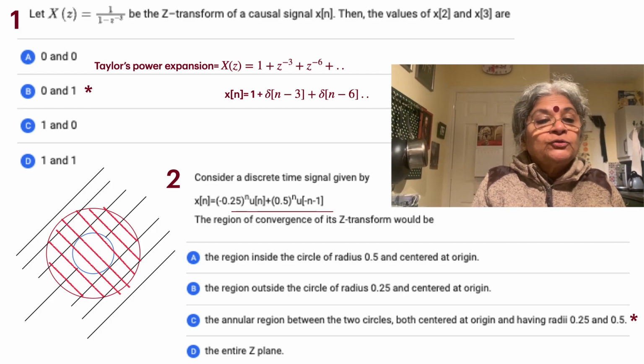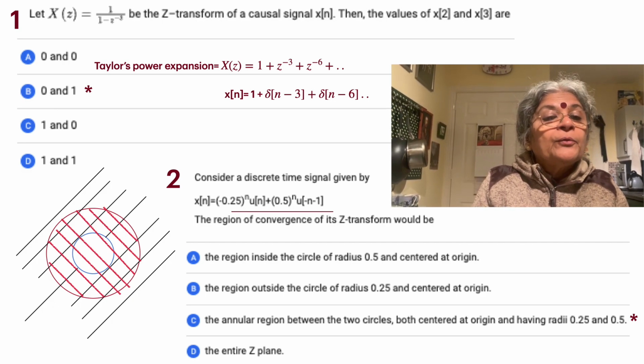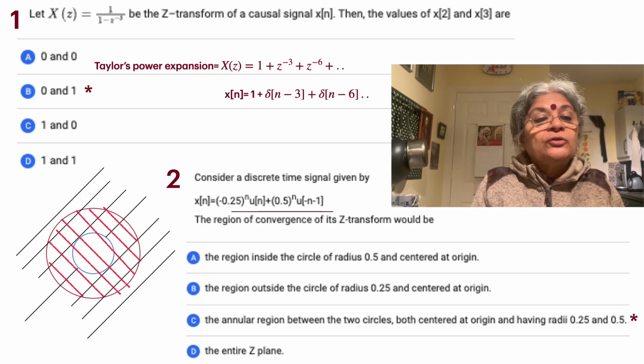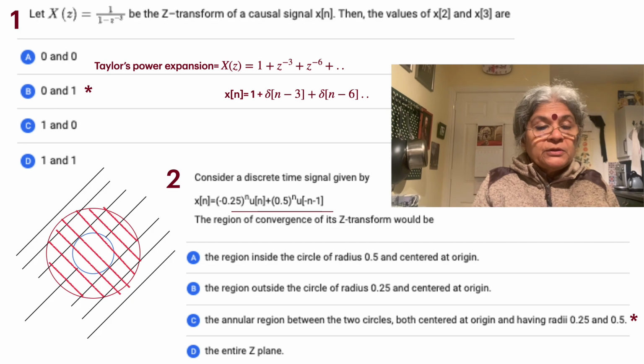So we see that this is the same as option B. Option B tells us that x[2] is equal to 0 and x[3] is equal to 1, as we show in the slide as well. Moving to the second problem.